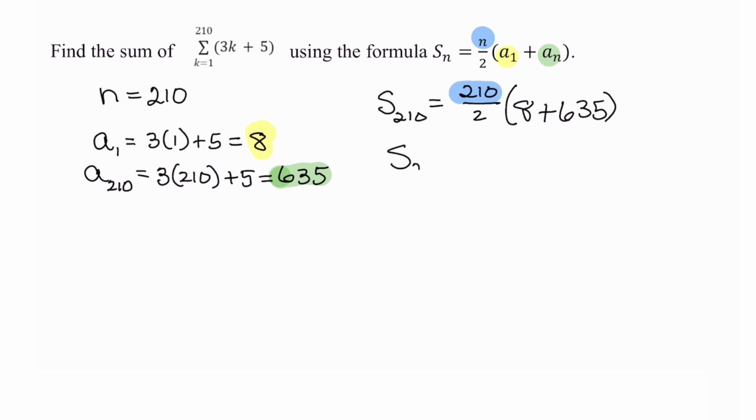So now as we do those calculations, S sub 210 is equal to 105 times 643, and you get S sub 210 is equal to 67,515. And that's how you use your formula for the partial sum of an arithmetic sequence to find a summation, when if you wrote out the terms that are involved in the summation, it would be an arithmetic sequence.